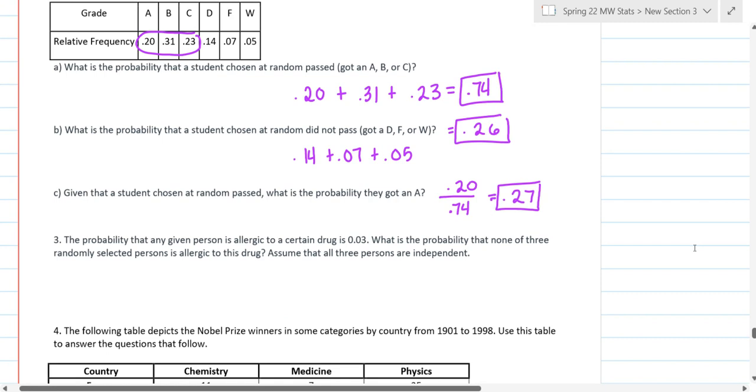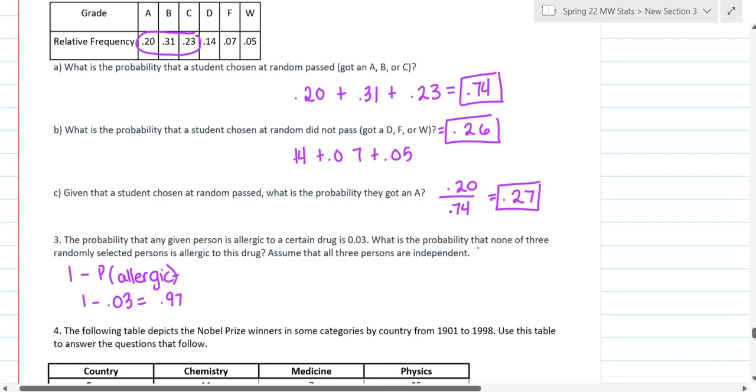Okay, number 3, the probability that any given person is allergic to a certain drug is 0.03. What is the probability that none of these 3 randomly selected persons is allergic to the drug? Assume all 3 are independent. So we're doing it 3 times. What we want to do here is find the probability that someone is not allergic. So that would be 1 minus the probability that someone is allergic, because that's what we're given. The probability that someone is allergic is 0.03, so that would be 0.97. So the probability that someone is not allergic is 0.97.